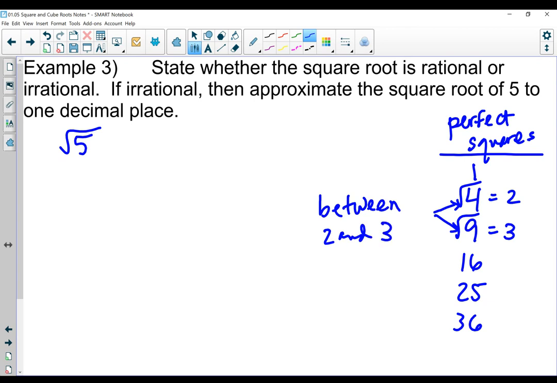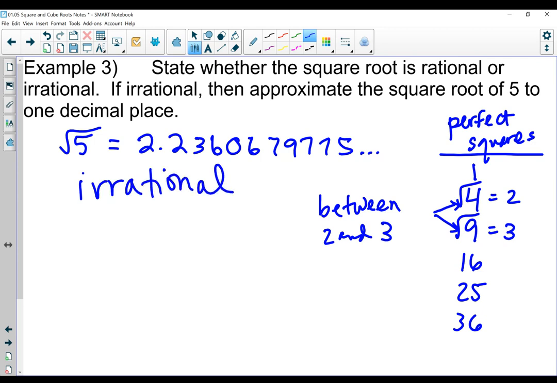So I'm going to go ahead and use a calculator. When I do square root of 5 on a calculator, I get 2.23606797775, and it goes on and on forever. So this doesn't terminate because it goes on forever, and there's no repeating pattern. So I can say that it's irrational.